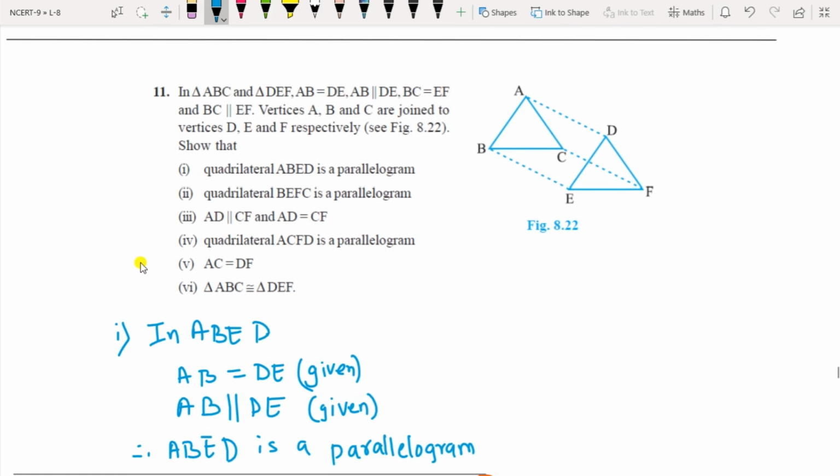Question 11 is, in triangle ABC and DEF, the vertices have been joined here. So AB is equal to DE and it is parallel. BC is equal to EF and it is also parallel. Okay, so we have to prove that ABED is a parallelogram, BEFC is a parallelogram, and AD is parallel to CF and it is equal, and quadrilateral ACFD, it is also a parallelogram and AC is equal to DF, and triangle ABC is congruent to triangle DEF. So these are the 6 things to be proved.